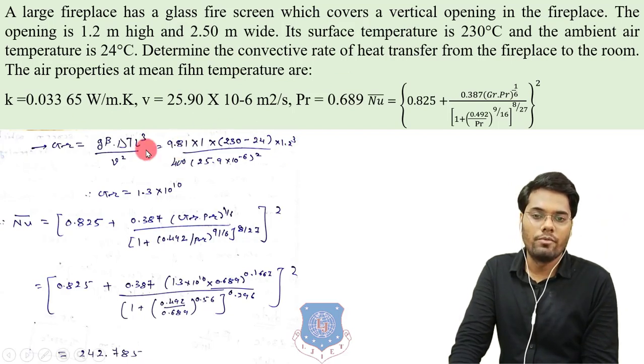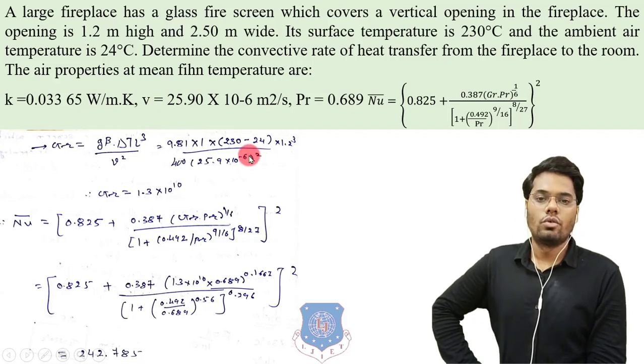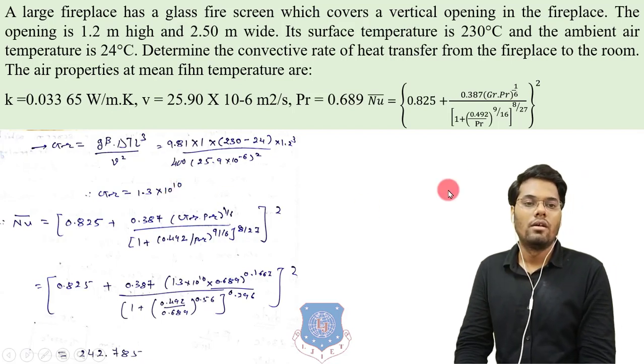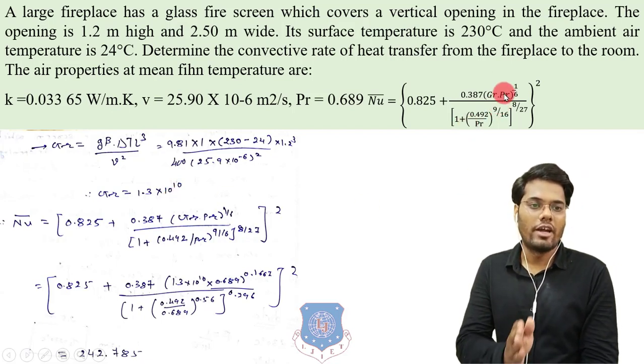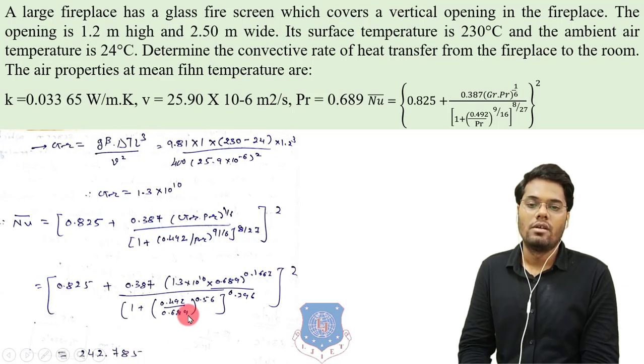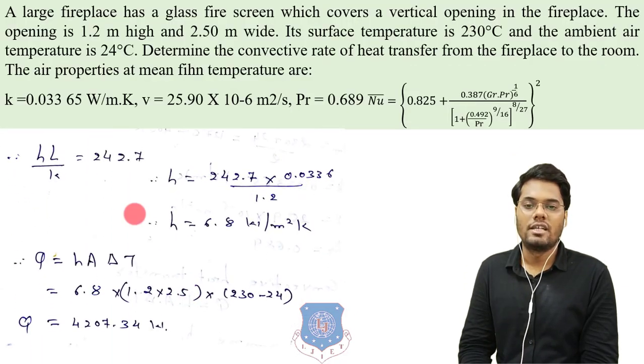Value of g is 9.81, value of beta is 1 by 400 Kelvin. Delta T is the temperature difference, Ts minus T infinite, so that is 230 minus 24. Value of kinematic viscosity is already mentioned in the question, 25.90 into 10 raised to minus 6 whole square. So from this, the value of Grashof number is going to be 1.3 into 10 raised to 10. Now putting the values of Grashof and Prandtl in this equation, we will get the value of Nusselt as 242.78.